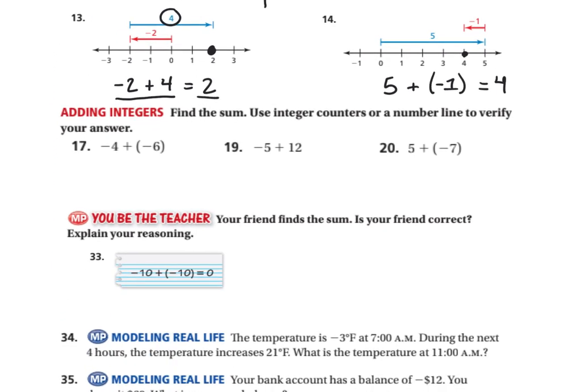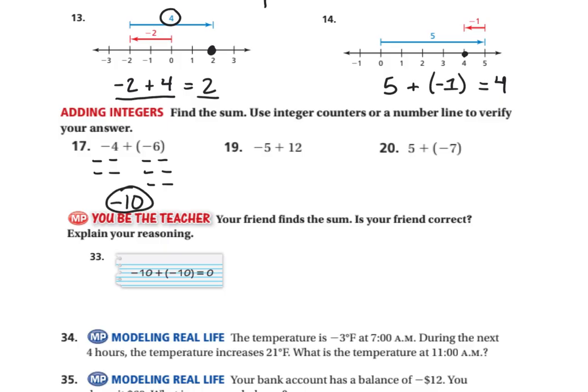Right, 17, 19, 20. Find the sum, use integer counters or number line to verify your answer. Let's do both. So for the first one, I'm going to use my integer counters. I have 1, 2, 3, 4 negatives, 2, 3, 4, 5, 6. I'm going to think, is there any 0 pairs I can cancel out? Nope, they're all negative, so I'm just going to add them all together, giving me a total of -10.